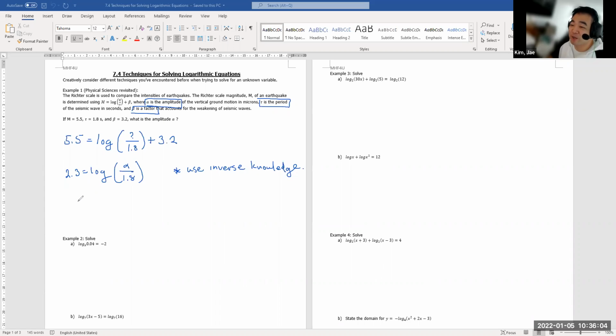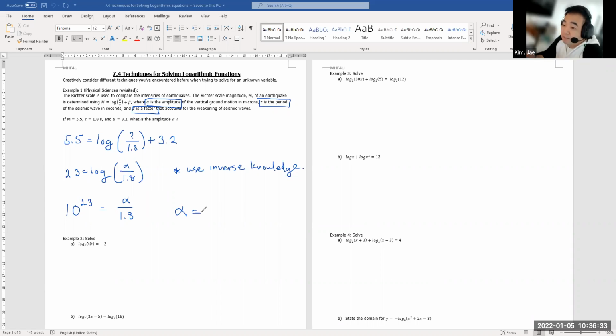All right, here we go. Now that I've made half of you throw up in your mouth, having a log of base 10, we can actually convert this to have a 10 to the power of 2.3 is equal to alpha over 1.8, right? Again, using your inverse knowledge, I didn't do anything special. I just did the inverse. I turned it into an exponent. And if you do that with a calculator, I'm pretty sure you can figure this out.